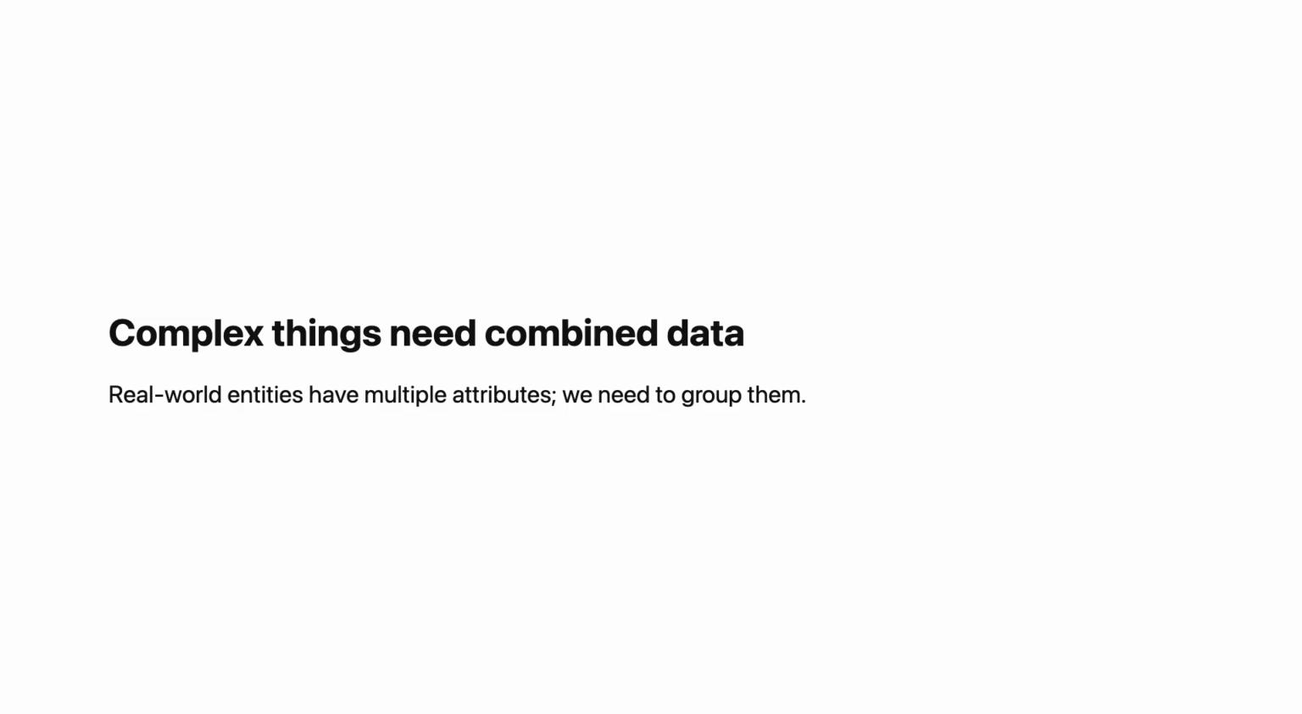The most common composite type is the record, also called a struct or product type. A record bundles named fields together. Each field has a name and a type. A person record might have name of type string, age of type int, email of type string. All three fields belong to the same person. When you have a person, you have all three values.